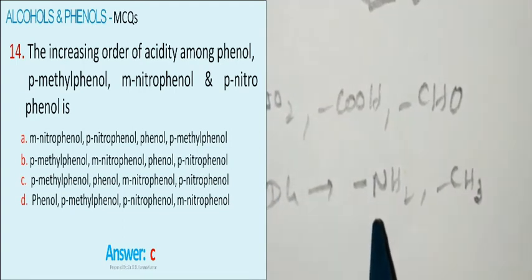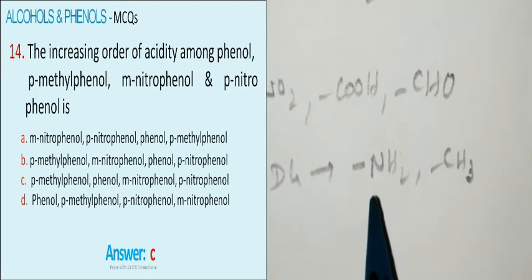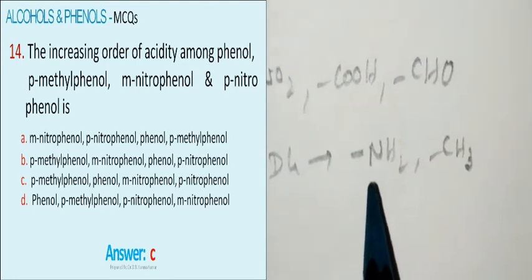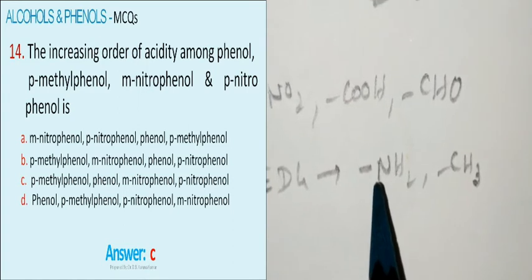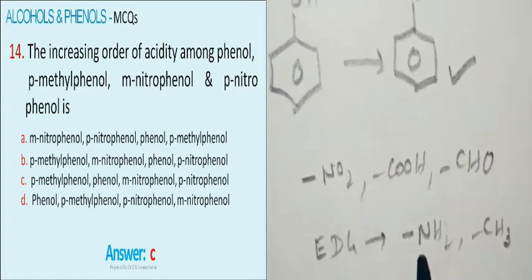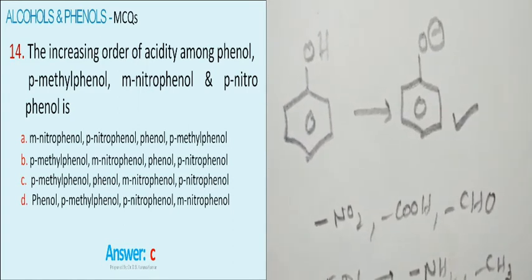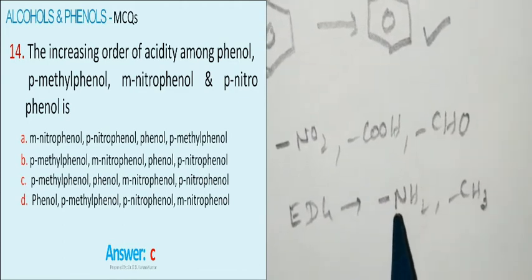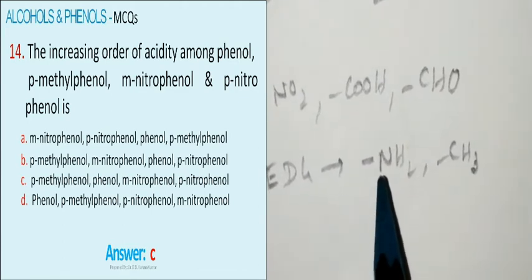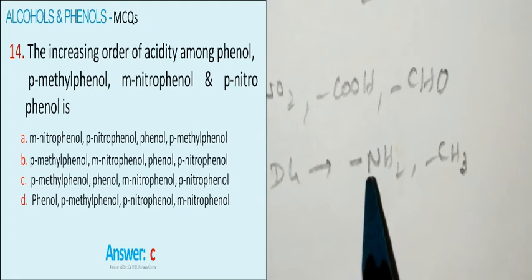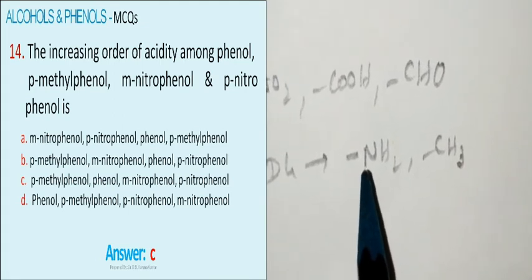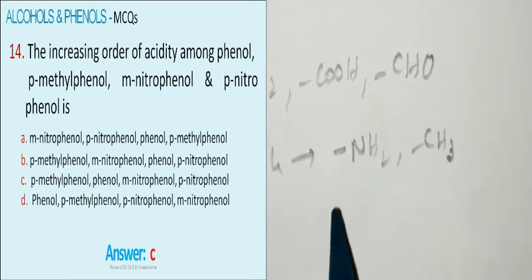Therefore, in this particular question, the answer will be C. He is asking increasing order of acidity of phenols. So, methyl phenol will have lowest acidity compared to phenol, which is having lesser acidity compared to meta-nitrophenol, which is having lesser acidity compared to para-nitrophenol. Therefore, the answer C is correct. Answer is C.